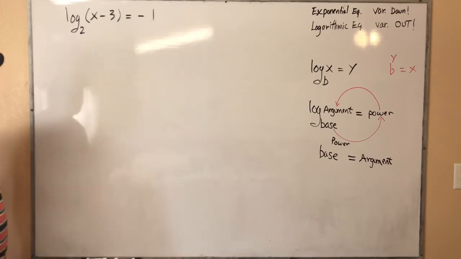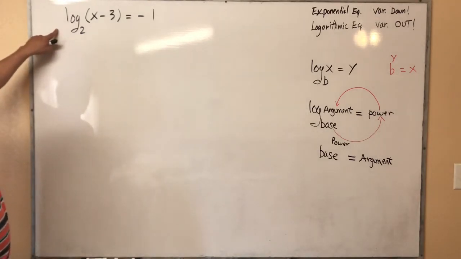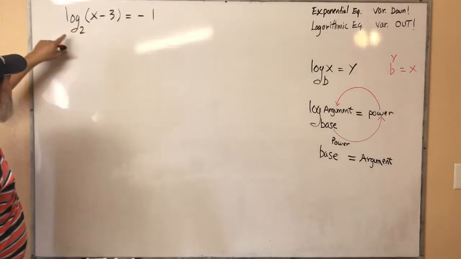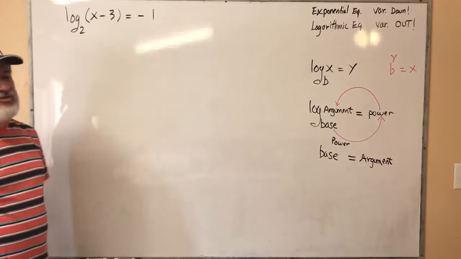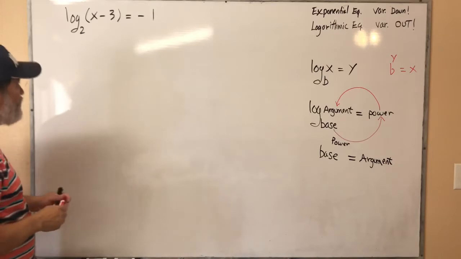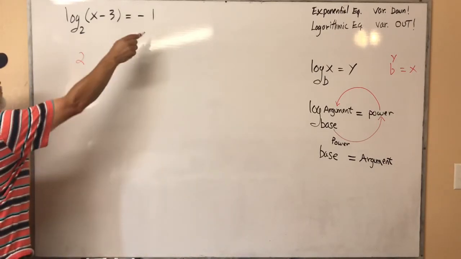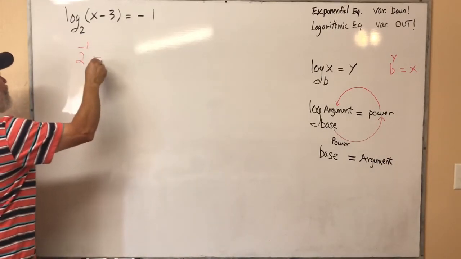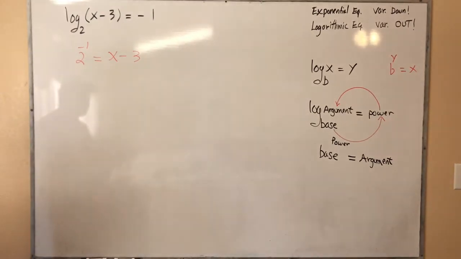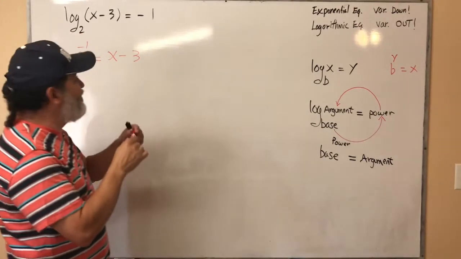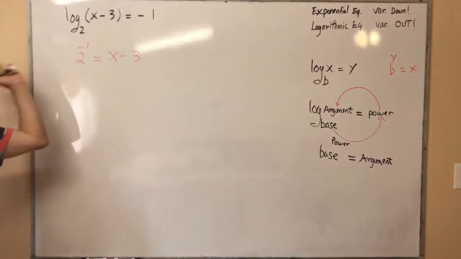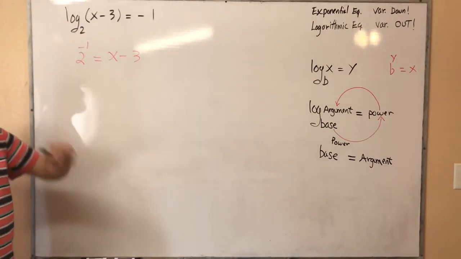There's another way. Some people make this a power and make this a power and give it a base of 2. You can also do that. But I just say 2 to the negative 1 equals the argument. 2 to the negative 1 equals 2, x minus 3. There it is. And so now variable is out. No more logarithms. Look, variable's out.